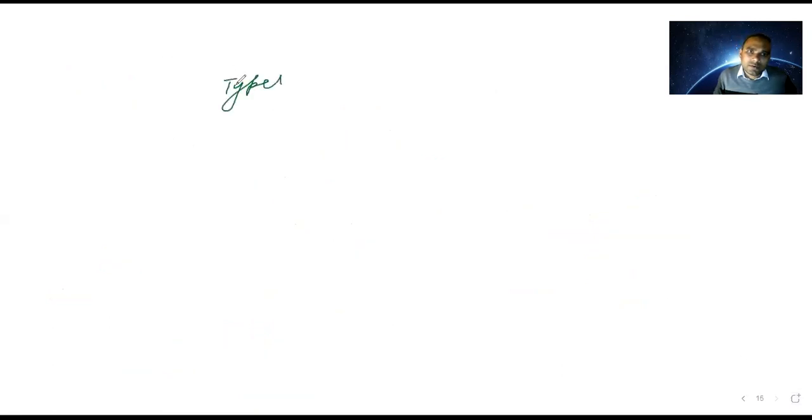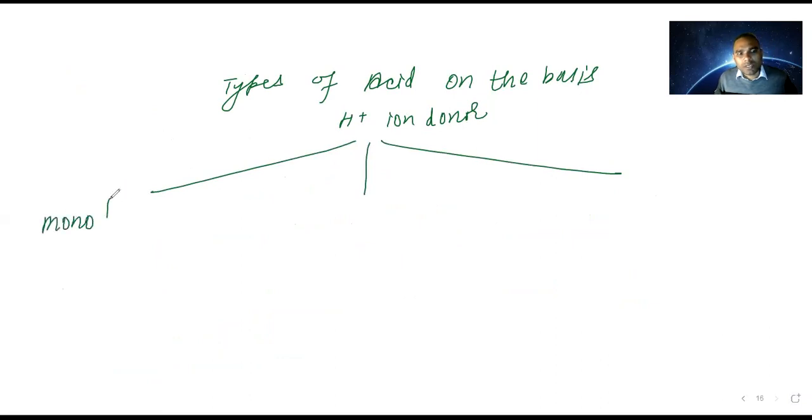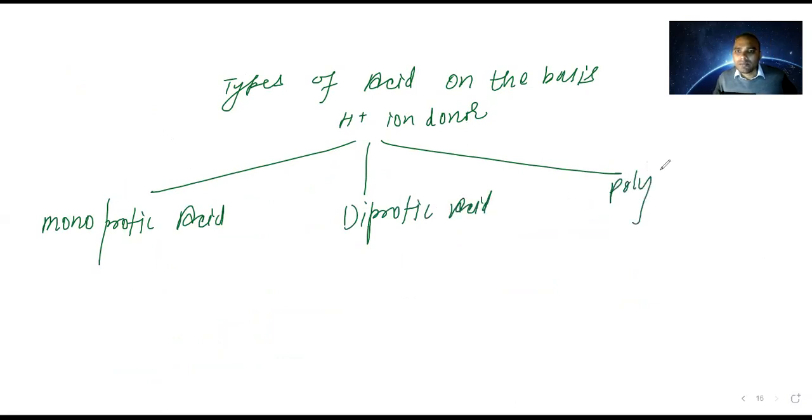Types of acid on the basis of H plus ion donor. They are talking about 3 types. First one is monoprotic acid. Next one is diprotic acid. And the last one is polyprotic acid.